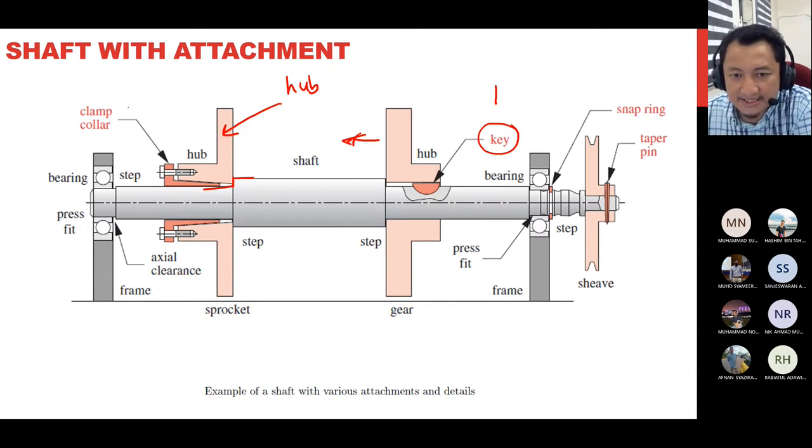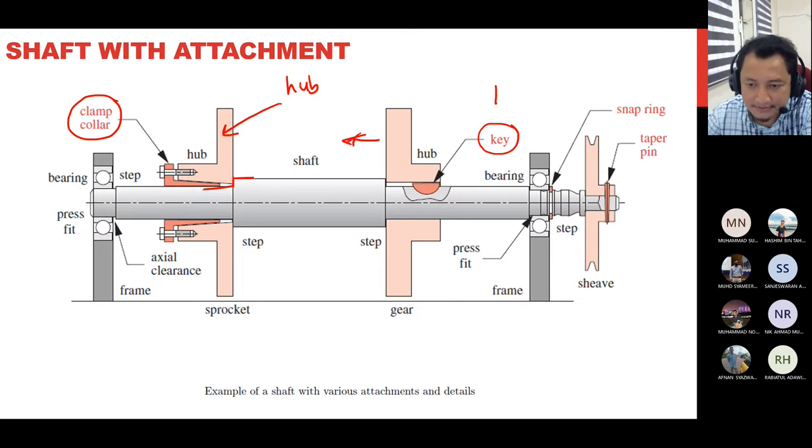Unless you're doing something like this. This one is a press fit. So the moment you lock this nut and bolt, it's going to have a press fit, some sort of wedge action that is going to clamp the whole thing. So the whole thing is held together by friction.